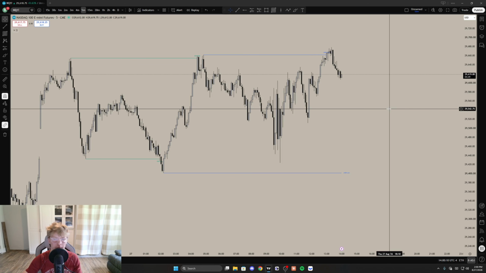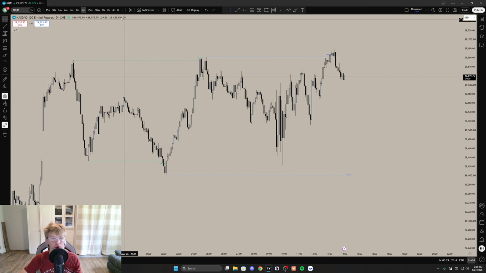Okay, now we're going to talk about session levels, which for me, the only session levels I use are previous day highs and previous day lows, and then Asia high, Asia low, London high, and London low. Today was really a perfect example of how these levels can move the market in the right market conditions, basically.